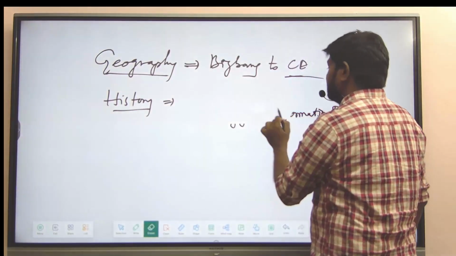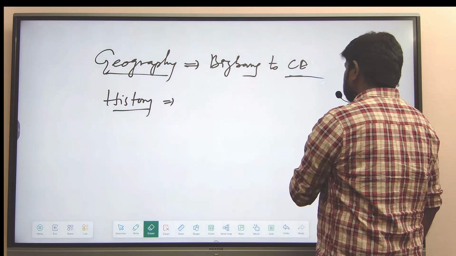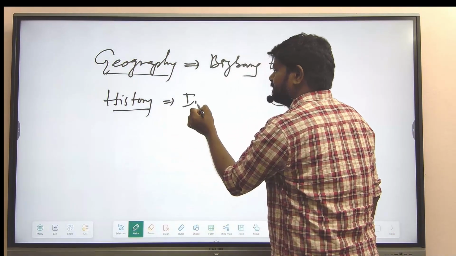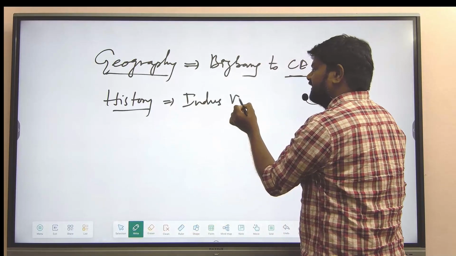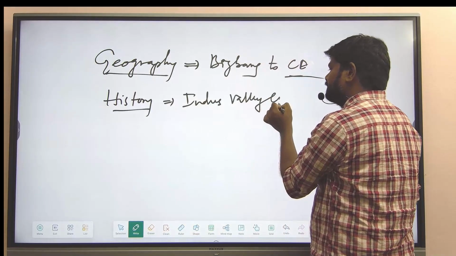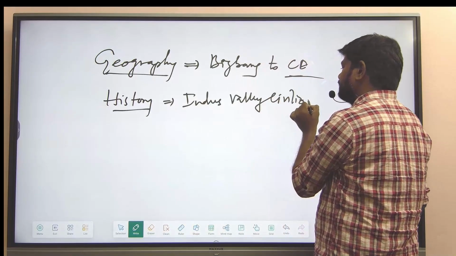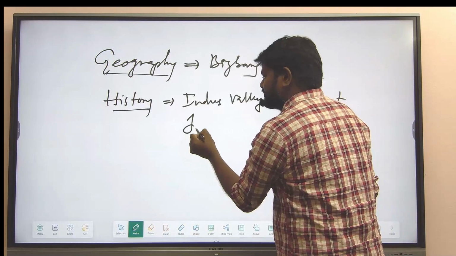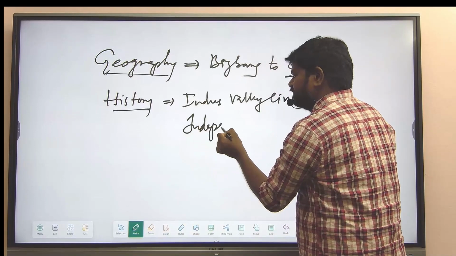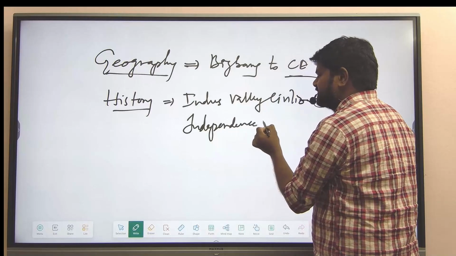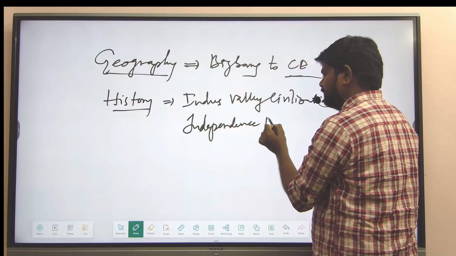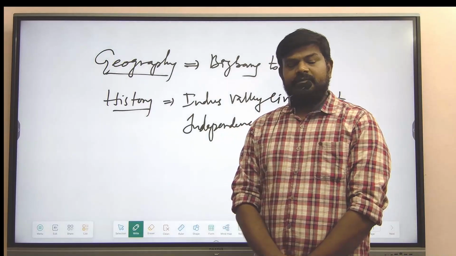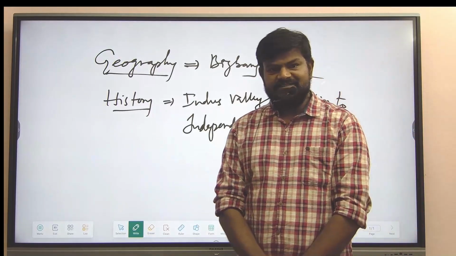But normally, our history actually starts, in our history books, from the Indus Valley civilization. So your history starts here, from the Indus Valley civilization to Independence Day celebrations, the first Independence Day. Everything between these two comes to your history. From Indus Valley, your ancient history starts there.